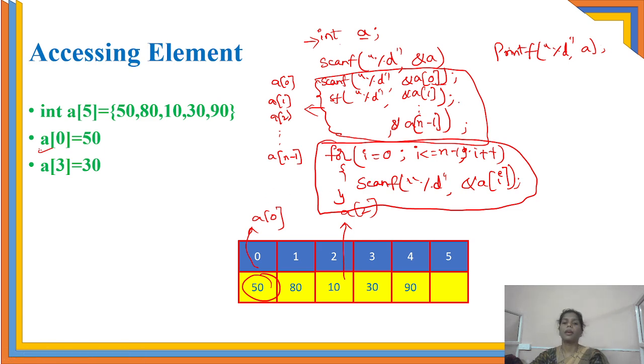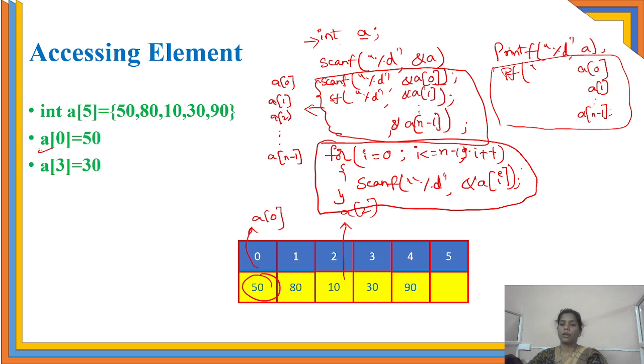In the same way, printf a of 0, printf a of 1 and so on, printf a of n minus 1. Okay. So we are repeating the printf statement. I am writing printf instead of scanf in the for loop, percent d, a of i. The only difference between scanf and printf is the ampersand.